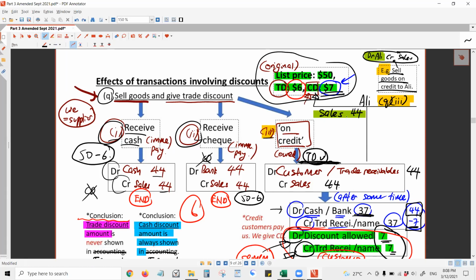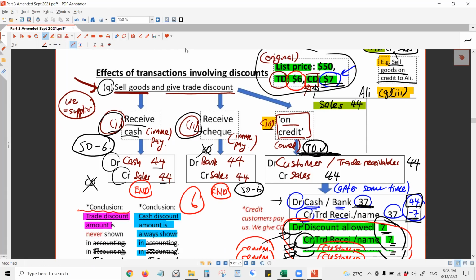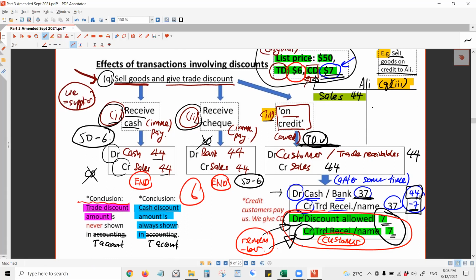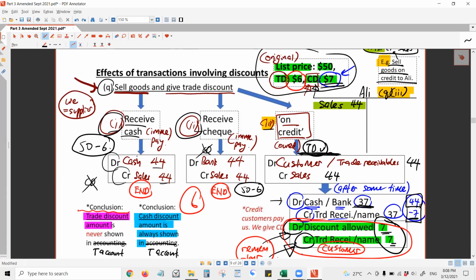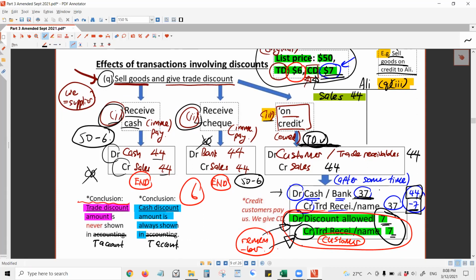So after that, we are going to do the double entries to the Ali account with this. After some time, we collected money from Ali, which is $37 only, because we have to minus the cash discount $7, therefore we receive only 37. Now let me do the double entry. We have to credit Ali account 37, the one in pink.